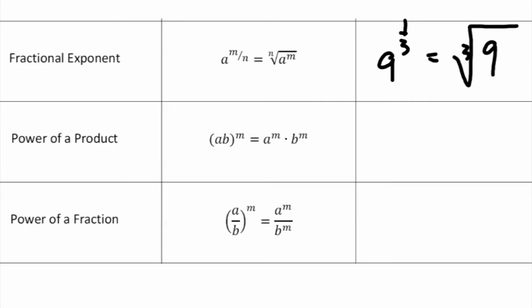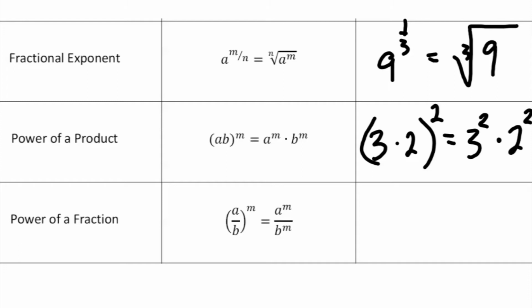If we have an exponent on a product where two numbers are being multiplied together, it's the same as if those two variables, a and b in this case, had the same exponent on them. So 3 times 2 squared would be the same as 3 squared times 2 squared.